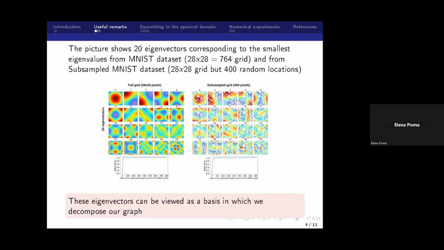And on the right, we do the same thing, but using another dataset. It's similar: it's just the subsampled MNIST dataset, where the images have the same size, but only 400 pixels are colored, and the remaining pixels are white. These eigenvectors can be viewed as a basis in which we decompose our graph, and our graph is an image from the dataset. It's clear now what you're doing. Yes, thank you.